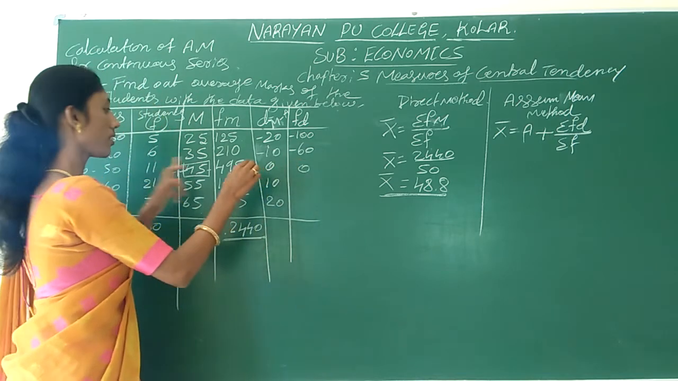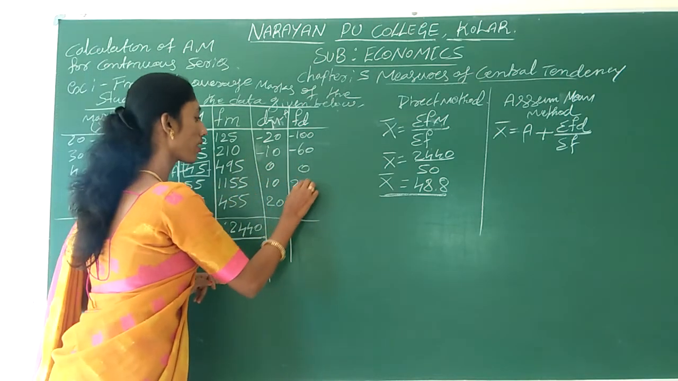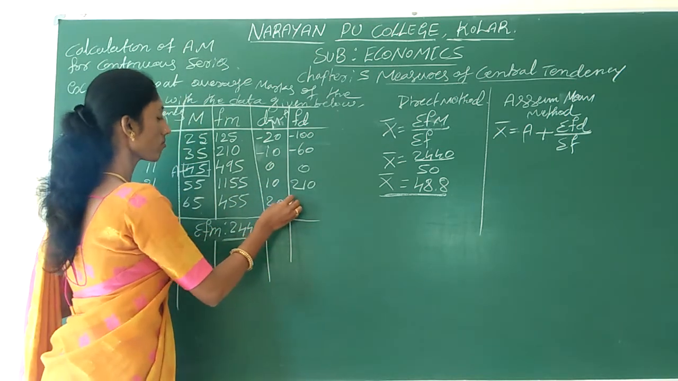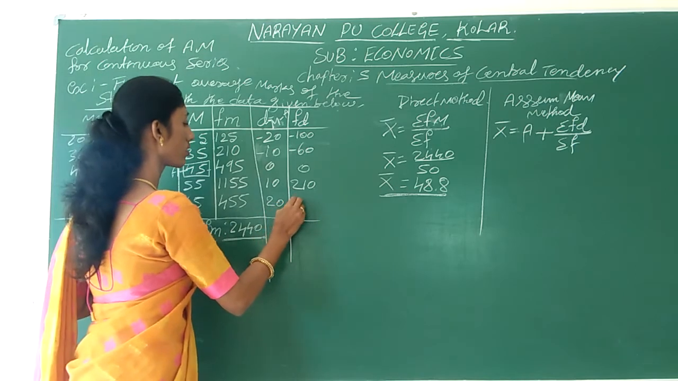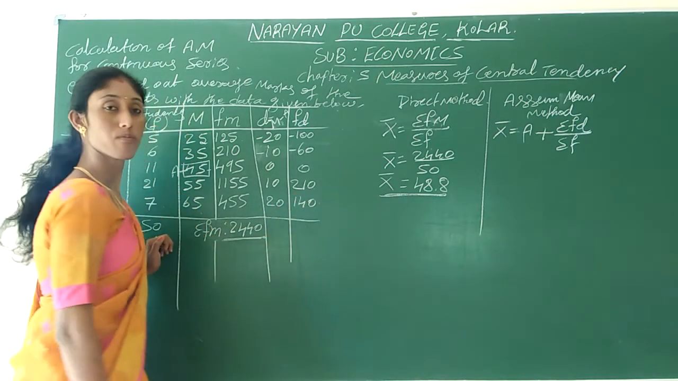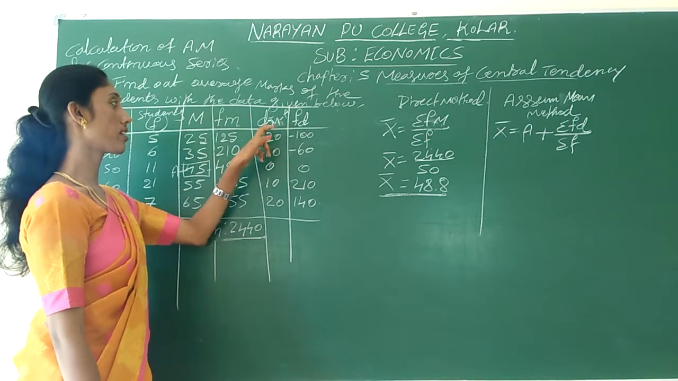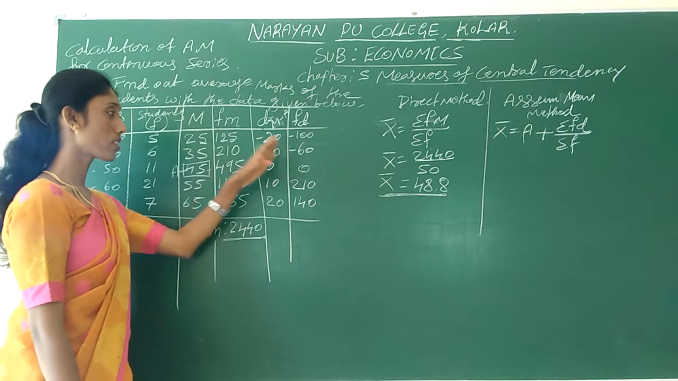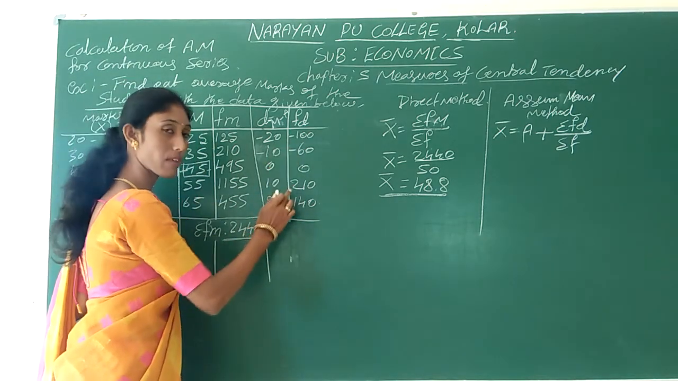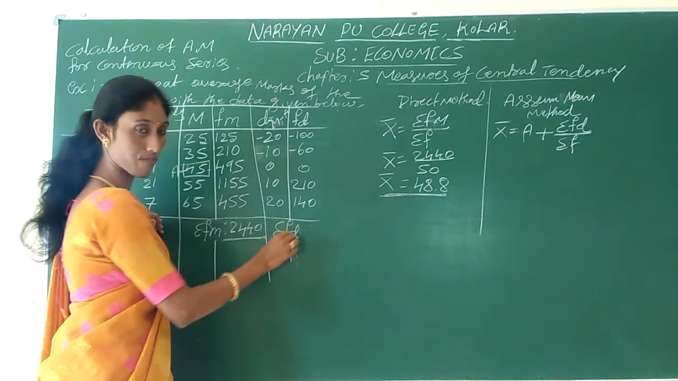60. 11 into 0, 0. 21 into 10, 210. 7 into 20, 140. Likewise, we have multiplied the deviations with the frequencies. We got this, and by adding all these f into d values, we will get sigma fd.